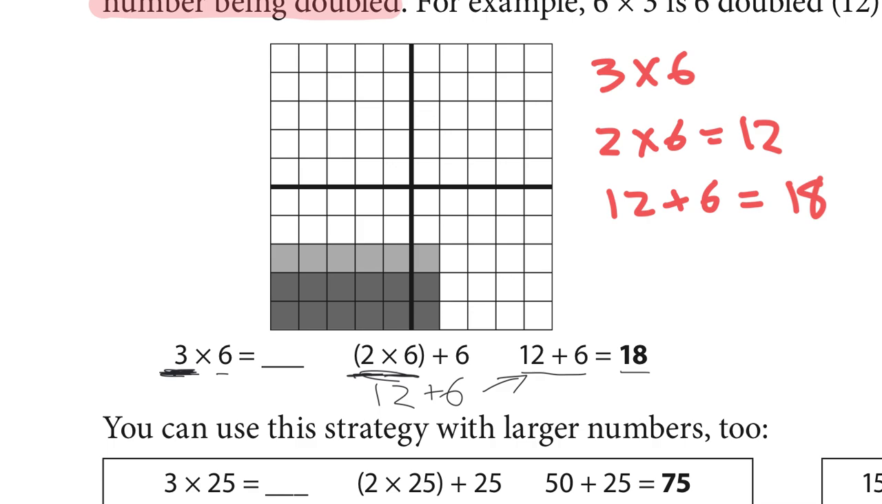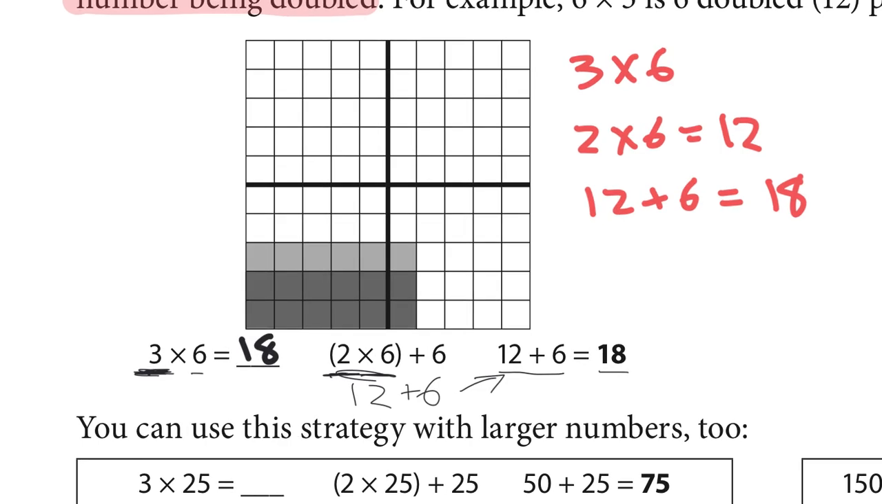So if we were to count the number of 6s that we added together there, what would that be? Well, there's 2 6s here. There's 1 6 here. There's our 3 times 6. So this idea of doubling and adding one more could be useful if the numbers get a little bit more complicated. But for now, don't forget to put your answer down on this line, okay?